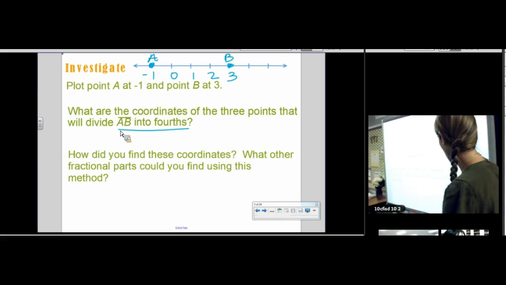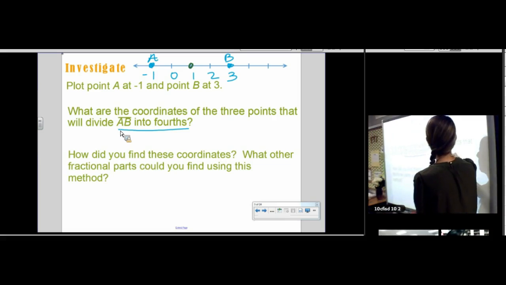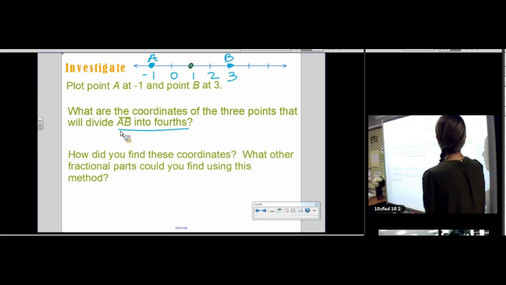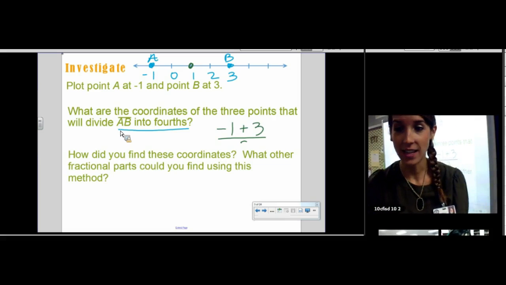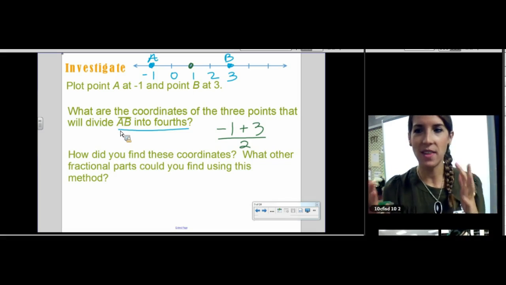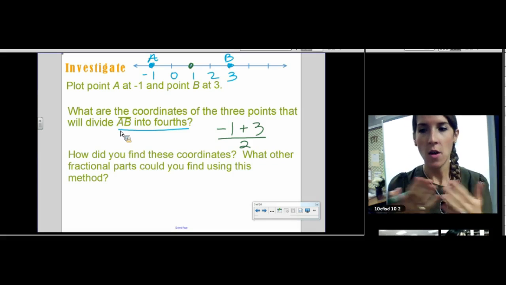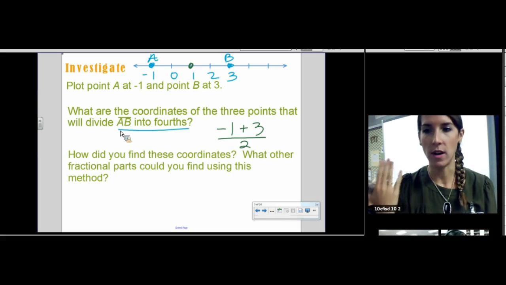Good. The midpoint would be 1. And remember, if we're not on a number line, how do you find a midpoint? You add the endpoints and divide by 2. Okay? So then, just like we did with a compass, let's find the midpoint of the segment we created with the midpoint. How do you find the midpoint between -1 and 1?